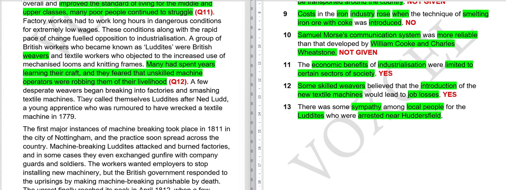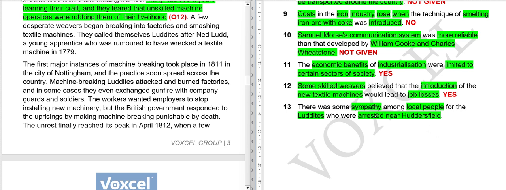A few desperate weavers began breaking into factories and smashing textile machines. They called themselves Luddites after Ned Ludd, a young apprentice who was rumored to have wrecked a textile machine in 1779. So now we have only been given information about who the Luddites were and why they were called so, but no mention of this.